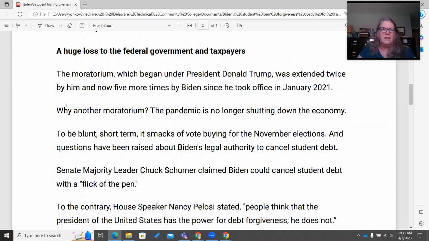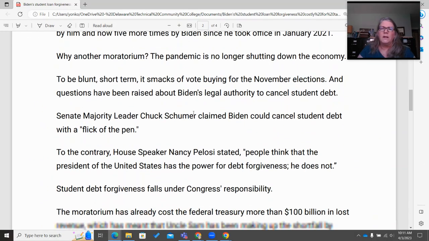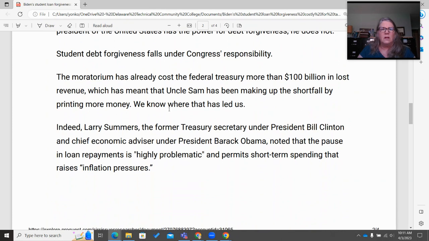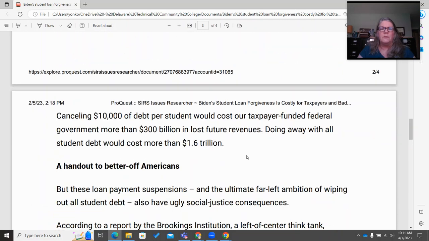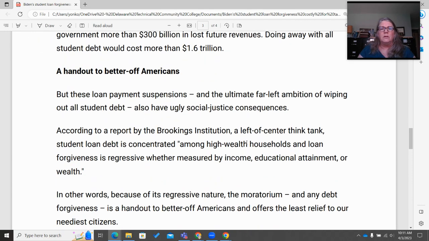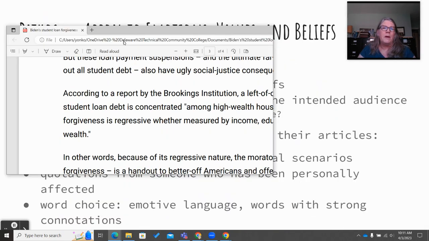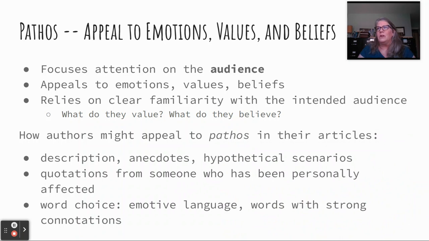So, like when he says, "Why another moratorium?" Like when he asks these questions, we know where that has led us. I can see that he's trying to appeal to his audience's kind of sense of frustration, maybe. So that could be an appeal to pathos, or we could discuss that when we talk about language. All right. So that would be our pathos. Okay.